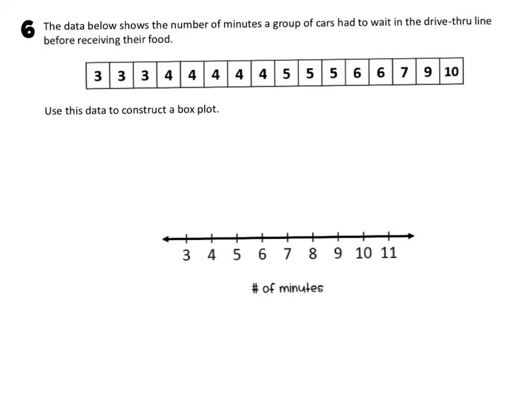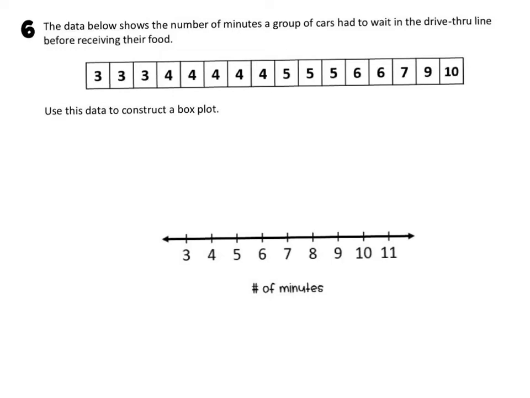Question 6. The data below shows the number of minutes a group of cars had to wait in the drive-through line before receiving their food. Notice how a lot of these numbers are repeating. When you put it in your calculator, you're going to put the 3 in 3 times. You're not going to change it. So you're putting in a total of 16 numbers in your stat. They want you to use the data to construct a dot plot.